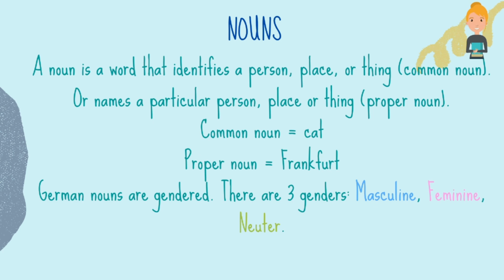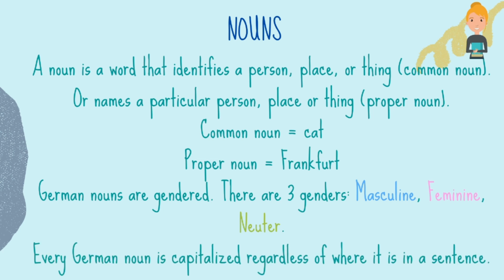In German grammar, there are 3 genders: masculine, feminine, and neuter. Why is this important to know? Because the gender of a noun determines the article, as you will see in the next few slides. Important to keep in mind when writing in German is that every German noun is capitalized regardless of where it is in a sentence. Now let's get into articles.